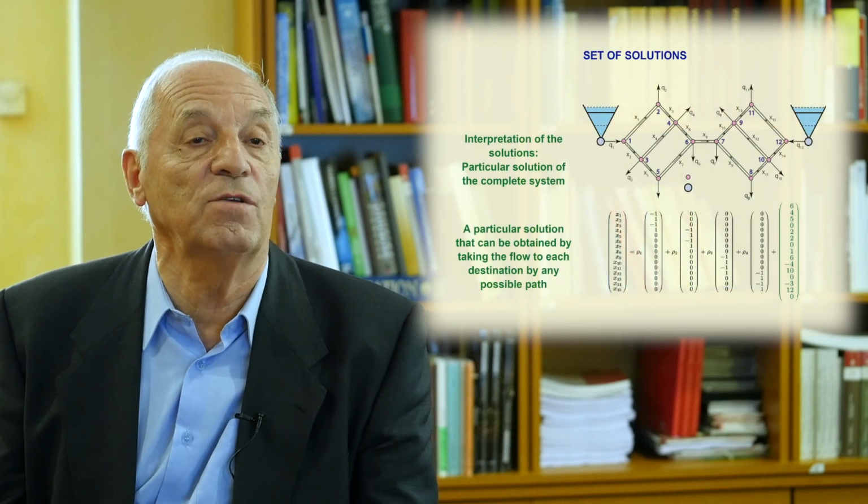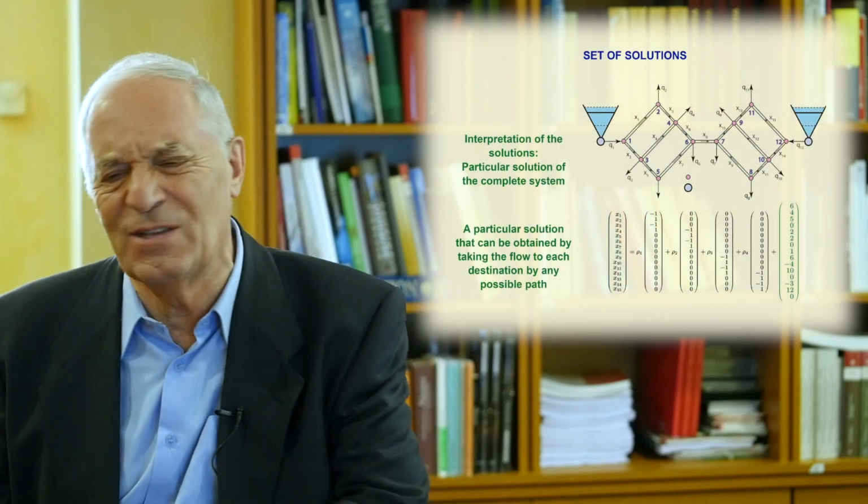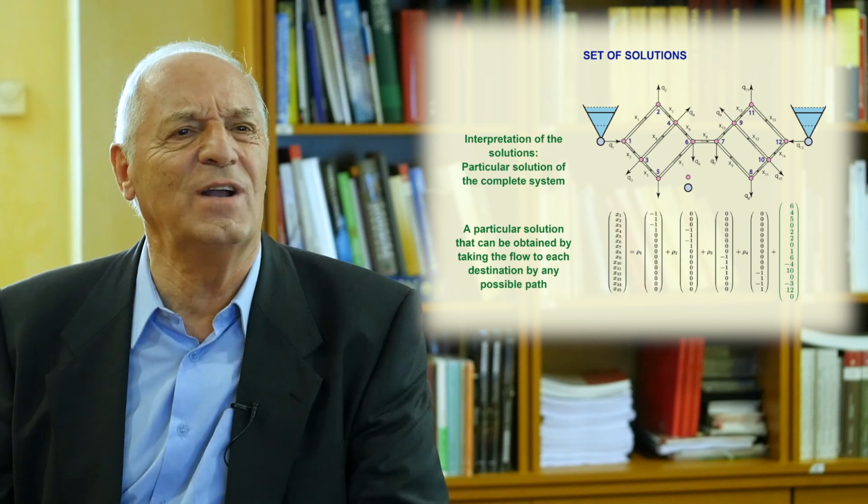So the first column can be easily obtained, and the same with other holes. Finally, I have to obtain a particular solution. This particular solution can be any one. You can choose any. There are infinitely many, and you can choose any one.